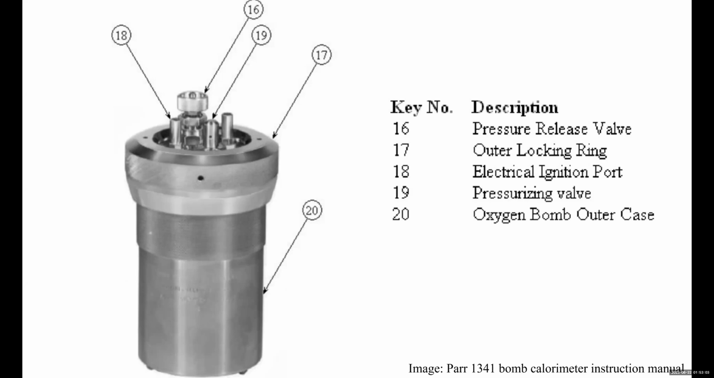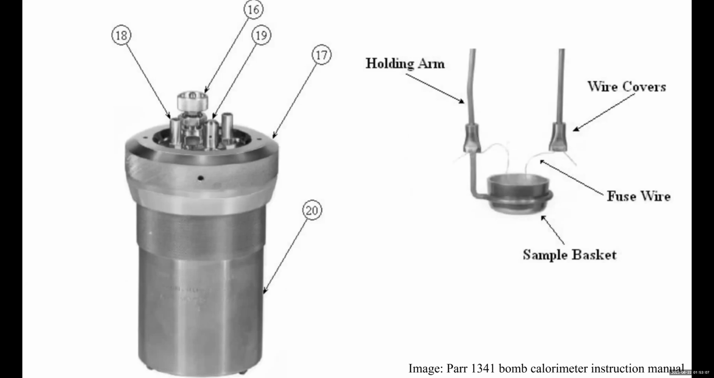The oxygen bomb pictured on the screen was taken apart. The basket inside was loaded with the sample and the fuse wire was attached. And then the bomb was reassembled, making sure that it was secured properly. The bomb was pressurized to 15 atm twice and also vented twice, and then it was pressurized to 30 atm.